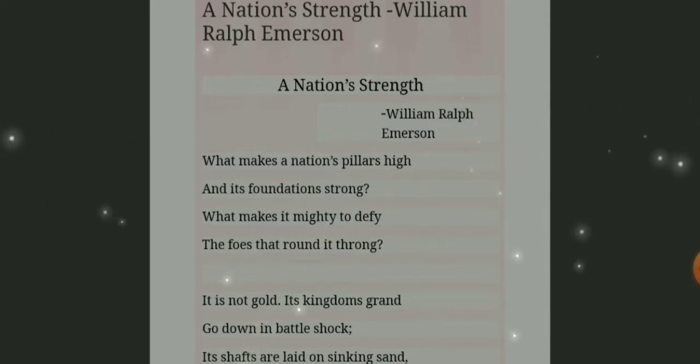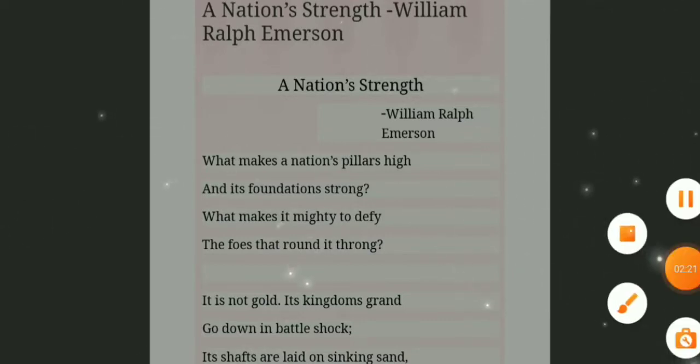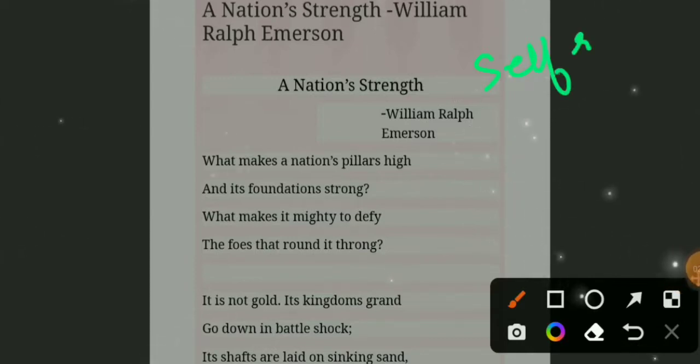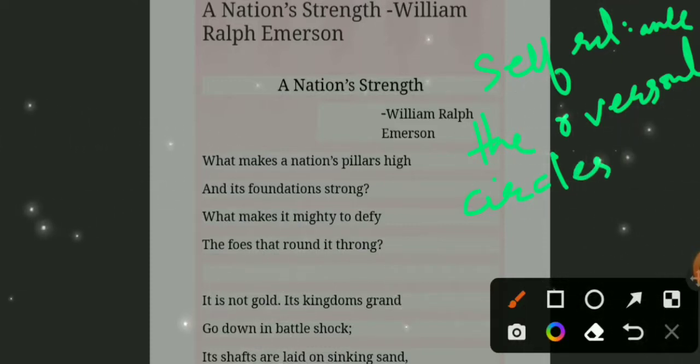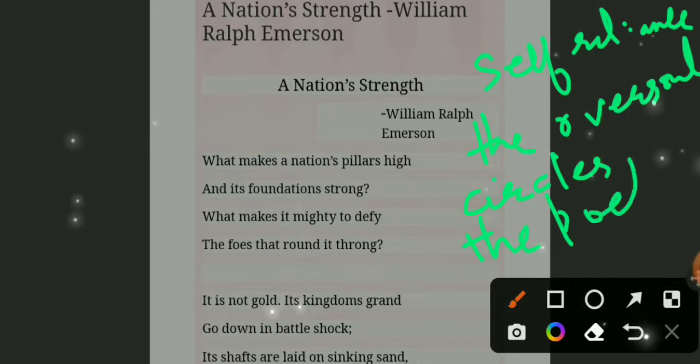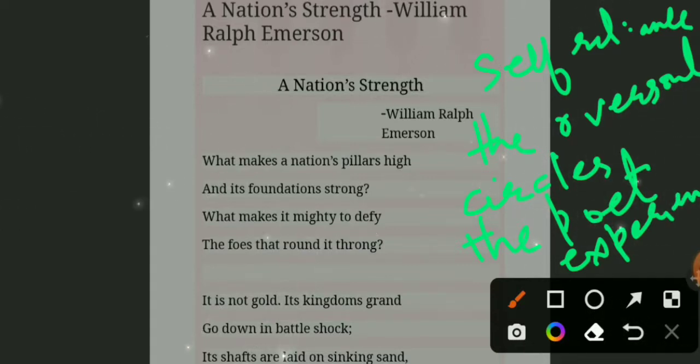Now, William Ralph Emerson, he was an essayist, a lecturer, philosopher, and a poet. Some of his famous essays are: one is Self-Reliance, second is The Oversoul, the third is Circles, the fourth is The Poet, and the fifth is Experience. These are some of his essays.